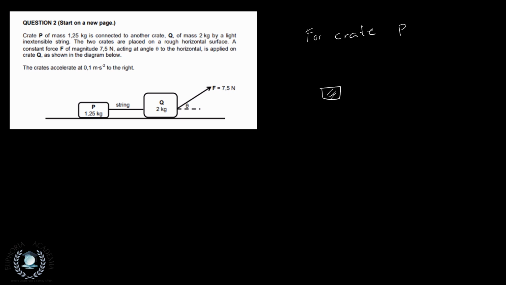So for crate P, we have a situation where we have our crate there, and because we are on Earth, we will have a force of gravity, which is the weight acting down perpendicularly. Doesn't look that way because I couldn't draw straight. And then we have a normal force, and because we have that string there, we are going to have some tension T, and then because there's movement or acceleration to the right, we're going to have a frictional force acting to the left.